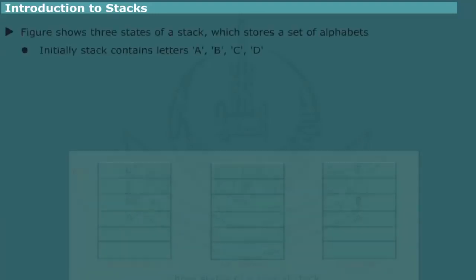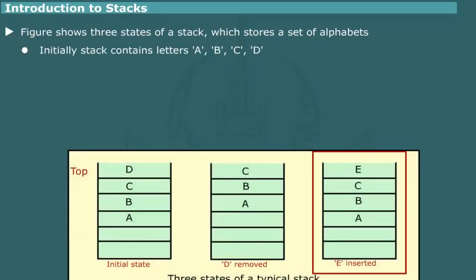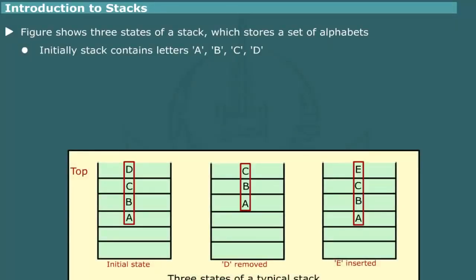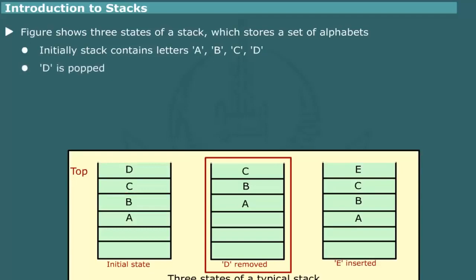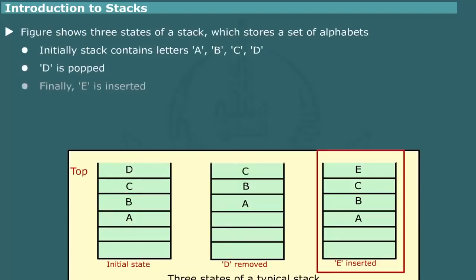Let us look at a simple example to understand the working of a stack. Figure shows three states of a stack, which stores a set of alphabets. First figure shows the state with four elements A, B, C, D, with D at the top. Second figure shows the state after D has been popped off the stack. Last one indicates the state after E has been pushed onto the stack.